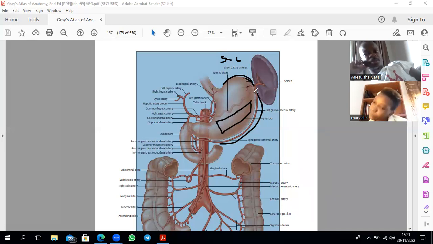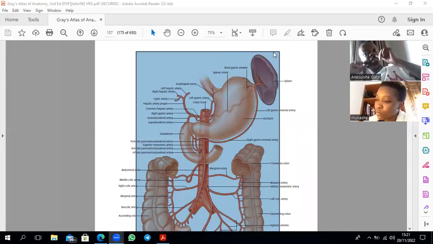Then it enters the spleen to supply the spleen. So it's not dividing into these, it's just giving rise to other branches. It enters the spleen as a splenic artery. Then in the spleen, it divides into what we call trabecular arteries, but that will now be histology.